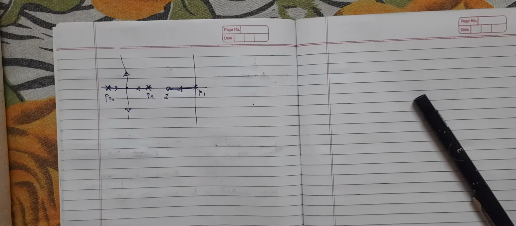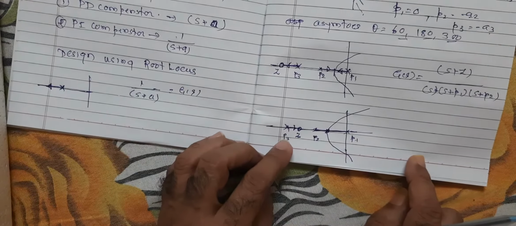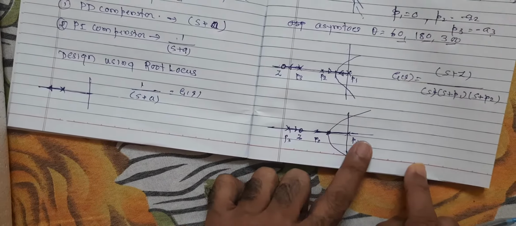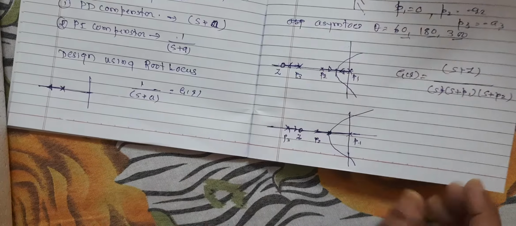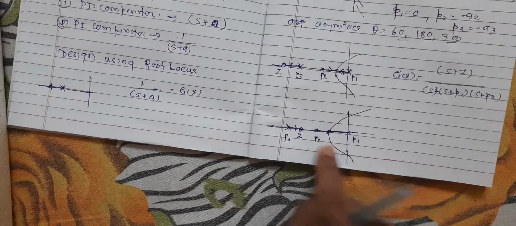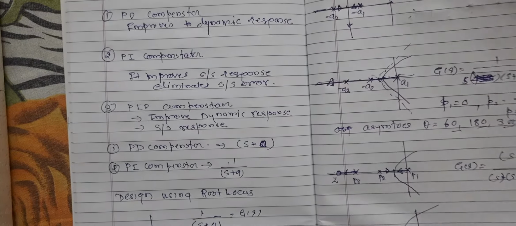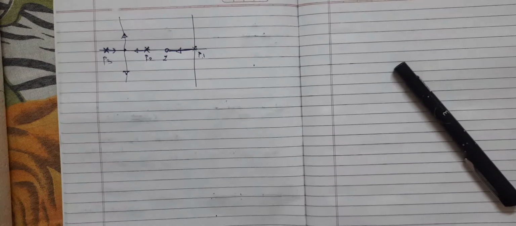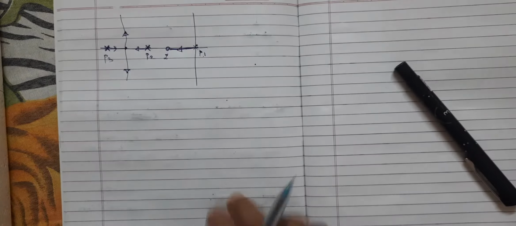Now see here, when Z is between P3 and P2, my root locus is crossing this one. And when Z is between P1 and P2, it is shifted towards the left. So this system is more stable compared to the previous one. So it is confirmed that if we add the zero, the system becomes more stable, because it moves towards the left side.